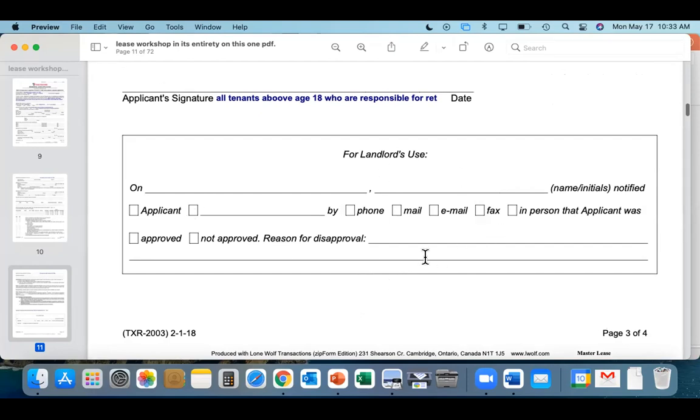This bottom section is required for the landlord to fill out. So when you are representing the landlord as a listing agent, this is the section where you say, Mr. Landlord, when you get an application, please fill in their name and whether they're approved or not approved, the reason for the disapproval. This way it's sort of logged in for fair housing.